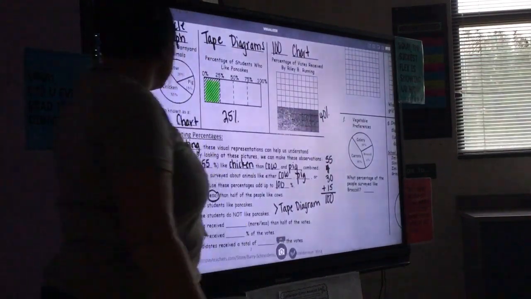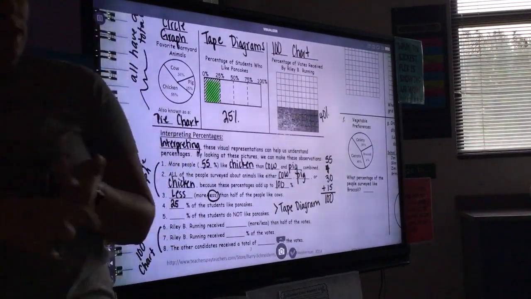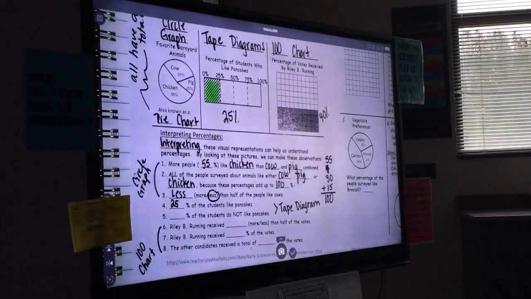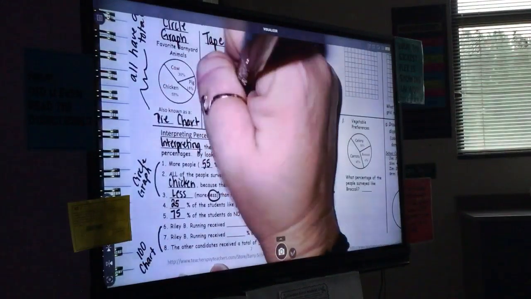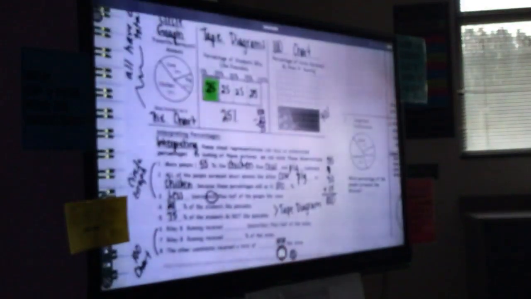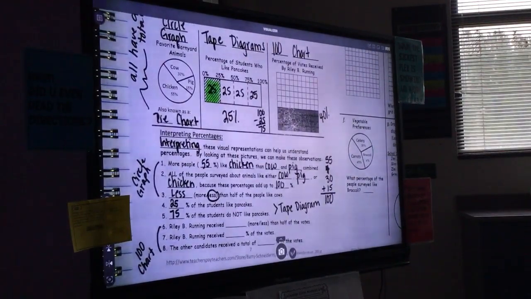All right, the next question says, blank percent of students do not like pancakes. For one, I want the answer, but then I also want you to tell me how you figured it out. All right, Drake? 75. And how did you figure that out? Because it's out of 100, each one of these is 25. He did 100 minus 25, which gave you 75. How many of you just added up the 3 empty ones? Either way is right, because we both get 75%.